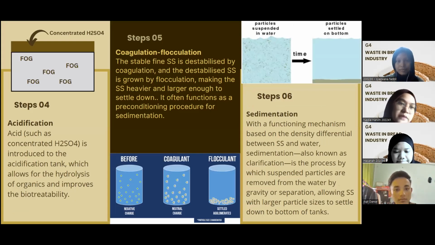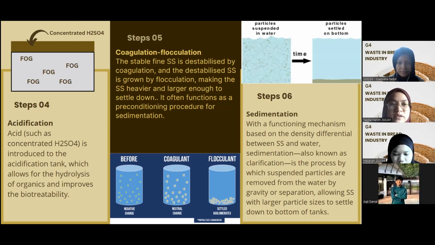So for step 4, acidification, acids such as concentrated H2SO4 are introduced to the acidification tank, which allows for the hydrolysis of organics and improves the biodegradability. For step 5, coagulation and flocculation, the stable fine suspended solids are destabilized by coagulation, and the destabilized SS grow by flocculation, making the solids heavier and large enough to settle down. It often functions as a preconditioning procedure for sedimentation.